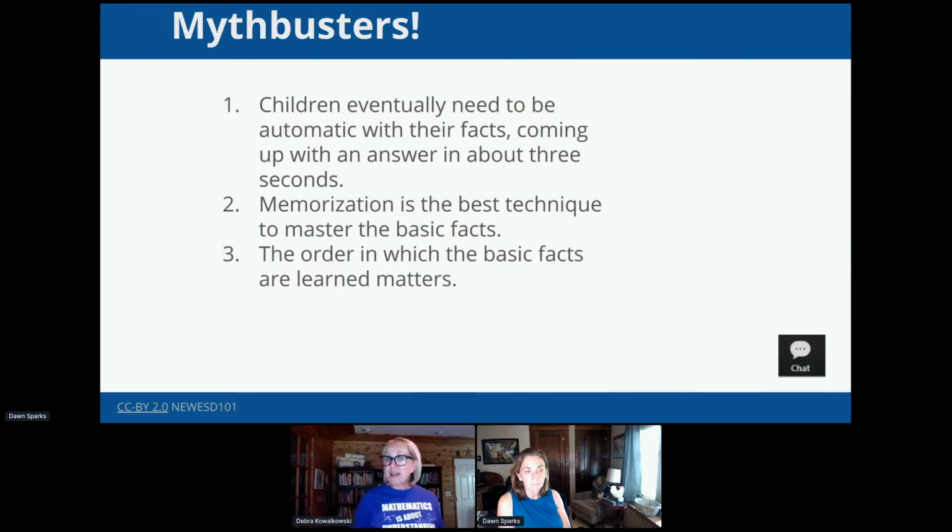Take about 10 seconds, decide which one is the myth because the other 2 are true, and put that number in chat, but don't enter until I ask you to, okay?